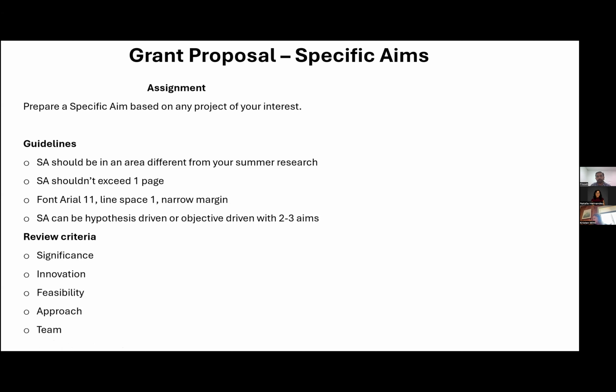The font size would be Arial 11, line space 1, narrow margin. And then maybe you can include 2 or 3 aims, or if you don't have that much time, maybe 1 aim should be fine. But 2 to 3 is ideal. And send it to me. I will review based on the significance, innovation, feasibility, and your team. So you can make it a little bit out of the box, telling that you will be collaborating with someone from UCLA or UCR, or just you can make your own story.